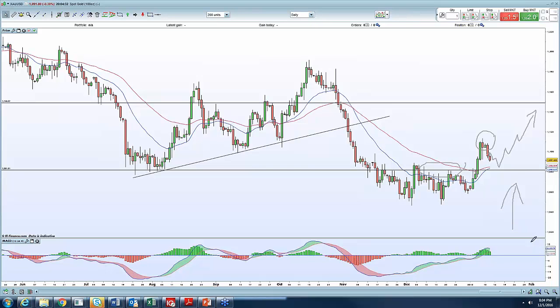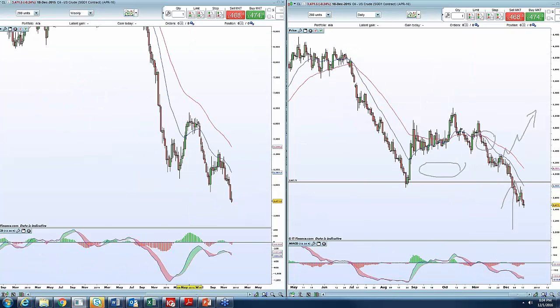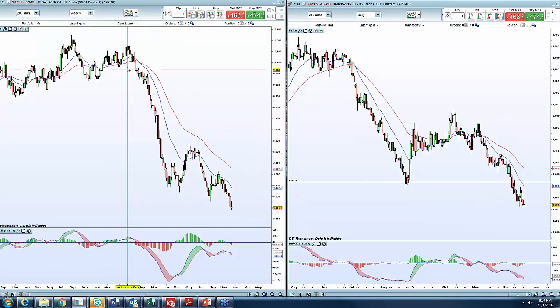All right, let me just touch on oil before I wrap up the session. Oil is still bearish. I'm going to follow it down. If you look at the weekly chart, look at how bearish this is. The $40 level has been broken. A key level has been broken on oil.